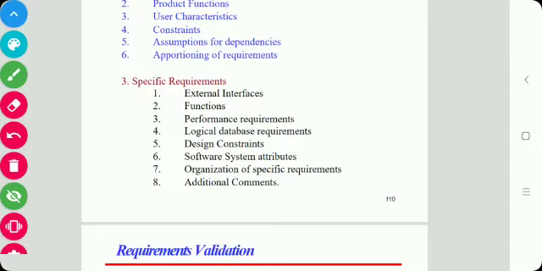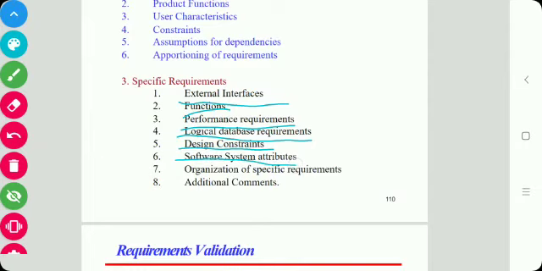then it gives the external interfaces of the software system. It gives the functions of the system, the functional requirements of that system. Then the performance requirements of the system, like the number of terminals to be supported, the number of simultaneous users, and the amount and type of information to be handled. The logical database requirements, like the type of information used by various functions, frequency of use, and accessing capabilities. Then design constraints and software system attributes.